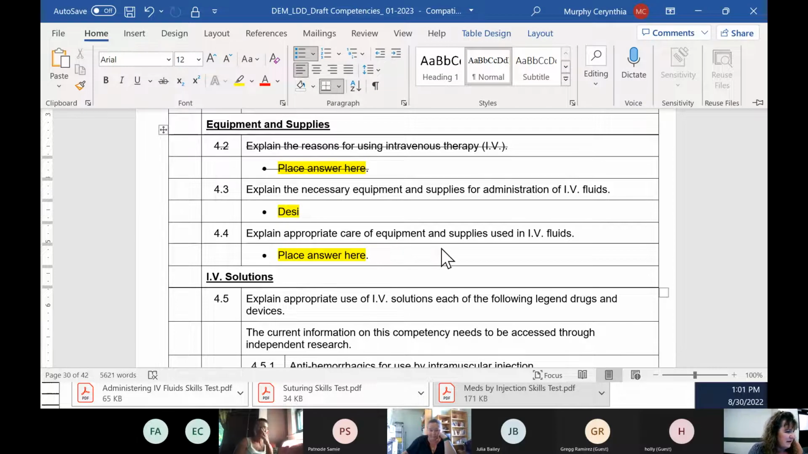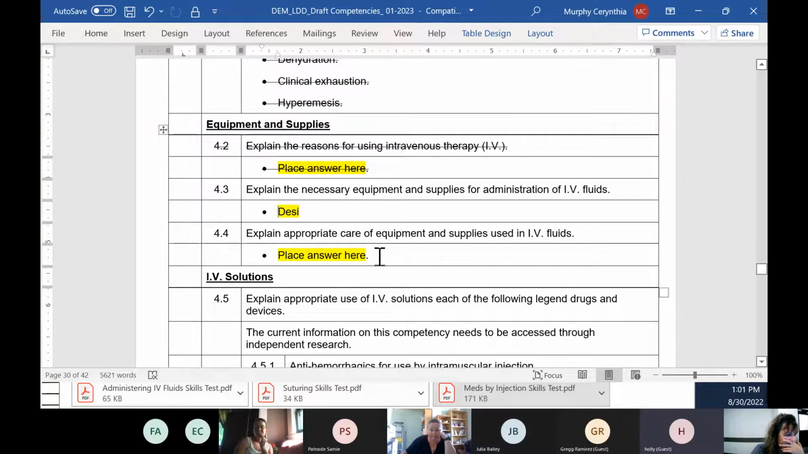Care of equipment and supplies. Maybe Des, do you think you could do that one too? Yeah, you said care of equipment and supplies? Yeah. Okay, yeah.